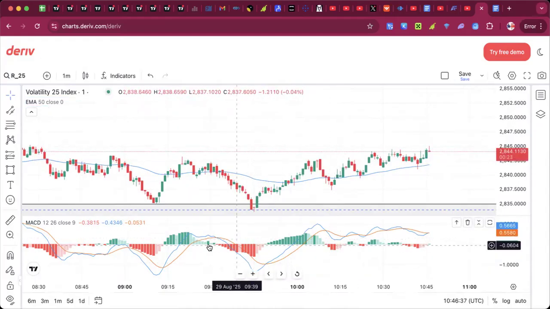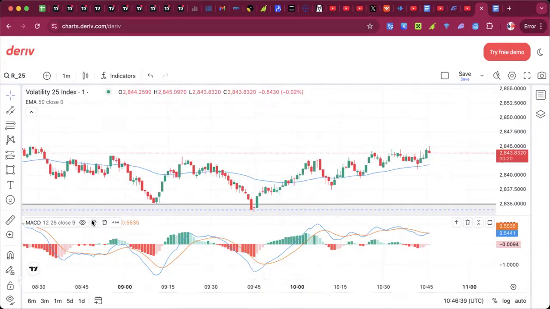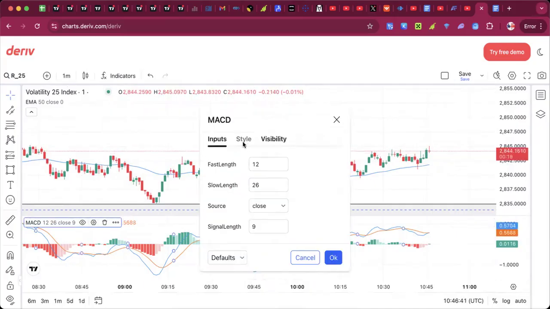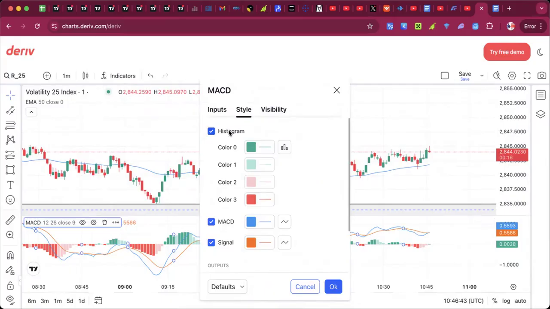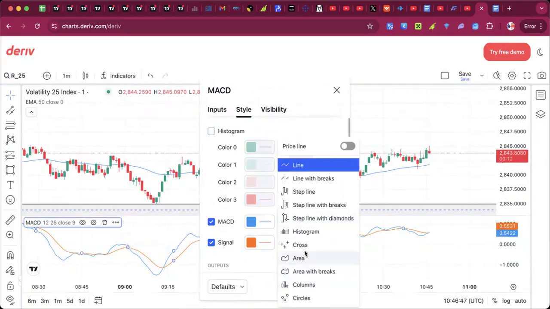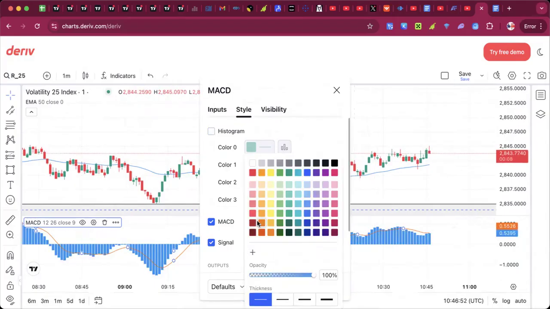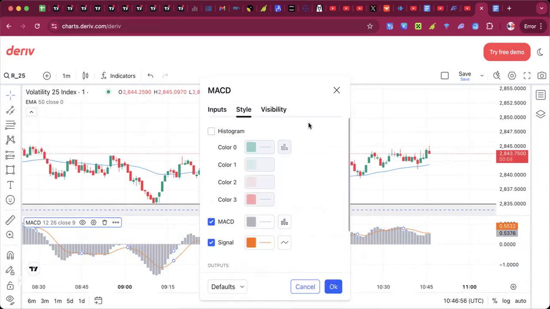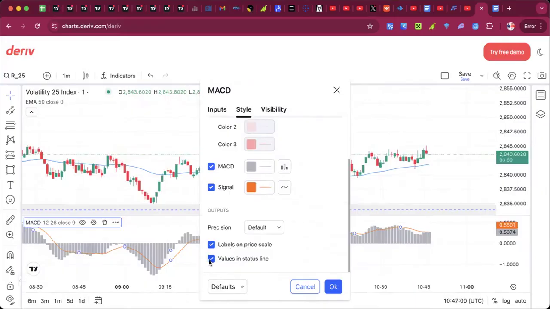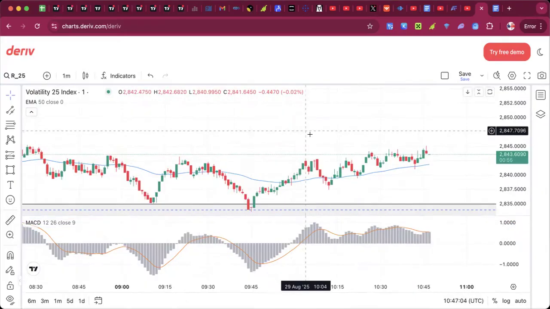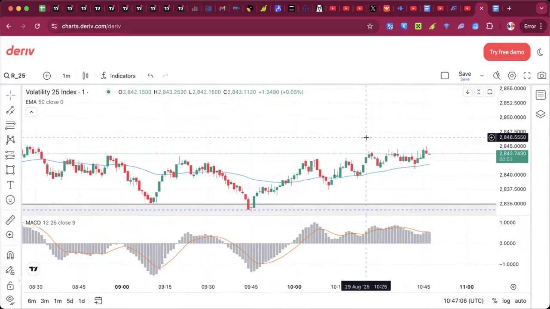Now, this MACD, I actually changed it to my own style to make it look like the style on MT5. So change this one to column. Any one you prefer is no problem, but I change it to this. I made the color more likely, and I remove all of this. Very simple. Now, this is all you need.